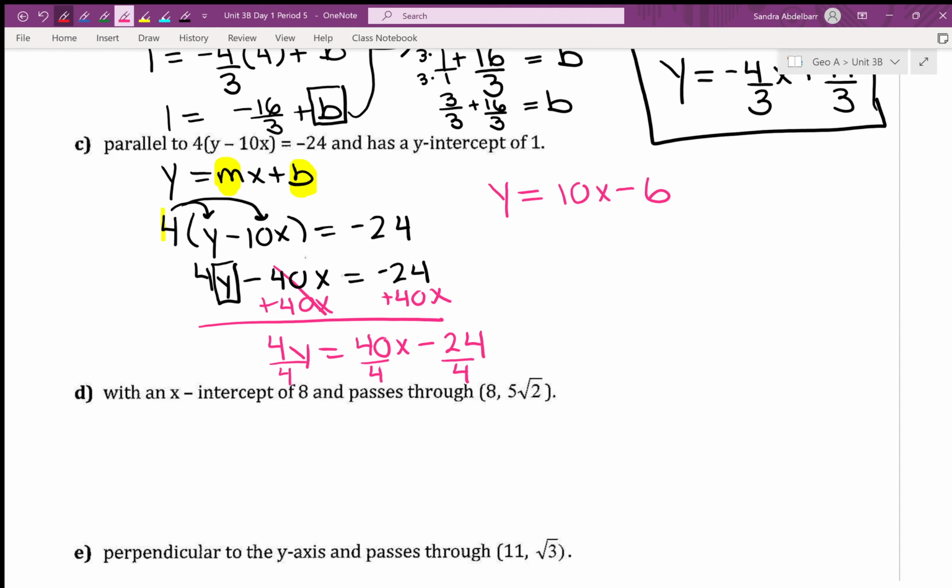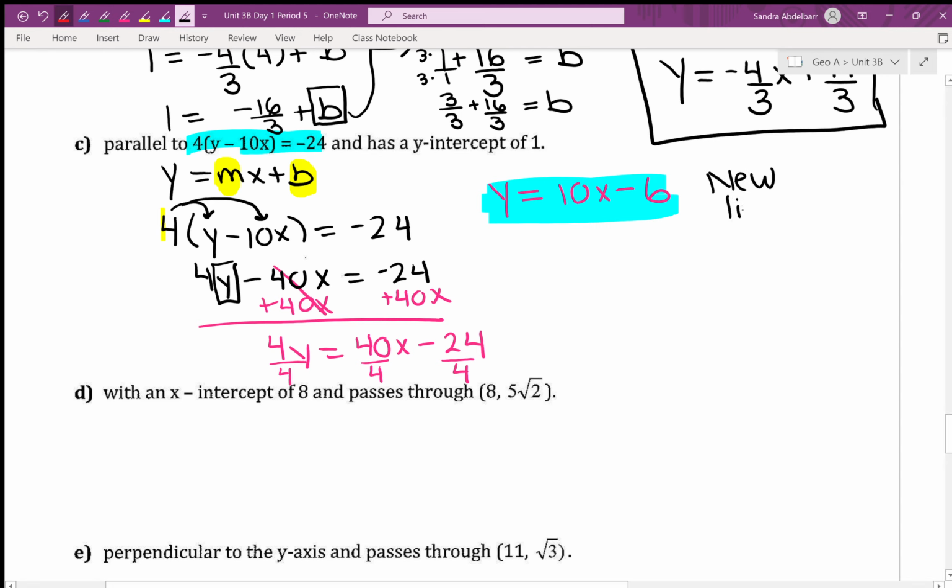You're okay? Okay, so now let's talk about this. We agree that this equation is the same as this, yes? They are the same. So now the line we're coming up with has to be parallel to this line. And Zach told us parallel lines have the same slope. So what is the slope of our new line? What is the slope, Mia? 10. Our slope has to be 10. So we're going to say new line slope is equal to 10.